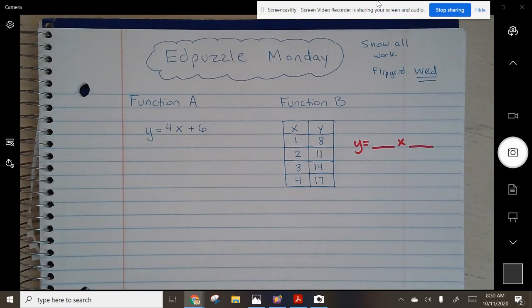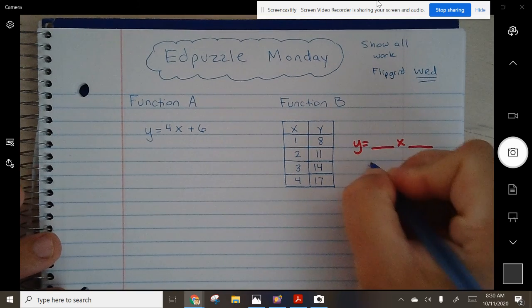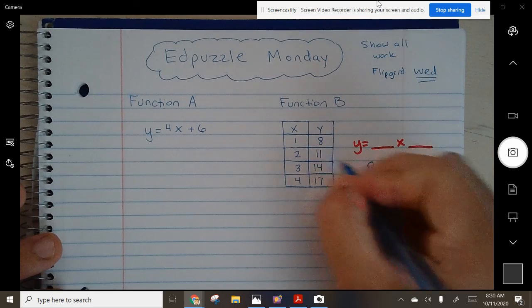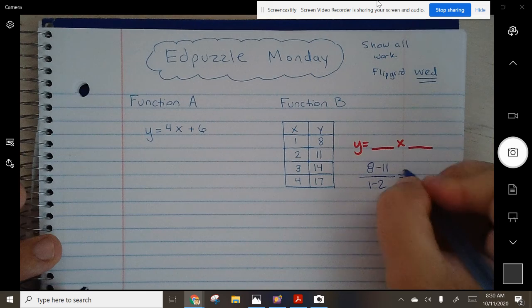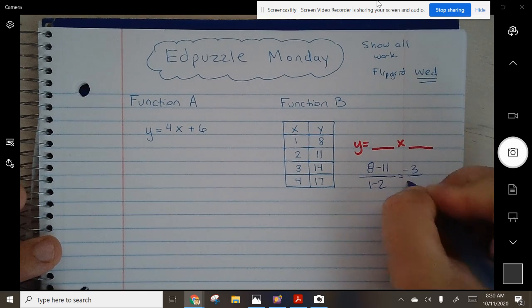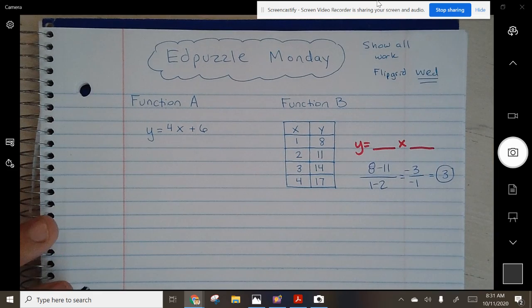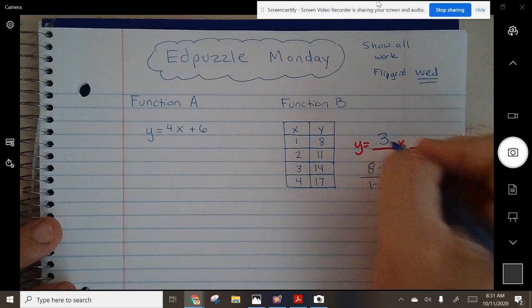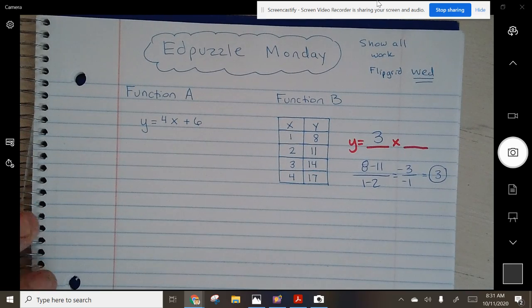You, of course, should know that you're going to go y minus y over x minus x, negative 3 over negative 1. Two negatives becomes a positive. So this is y equals 3x. Now, if you're lost on the second part, pay attention.